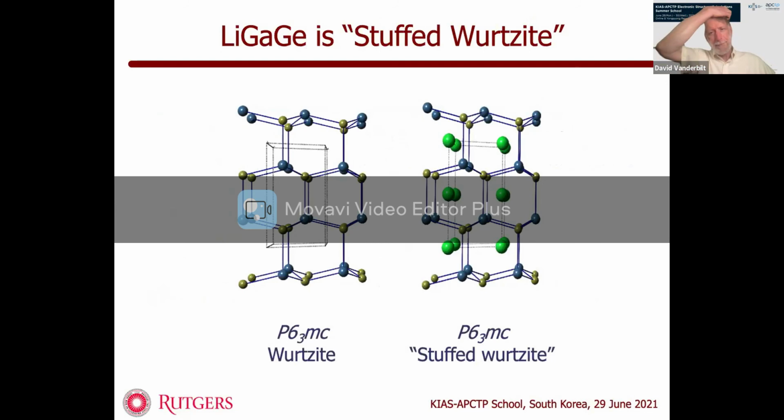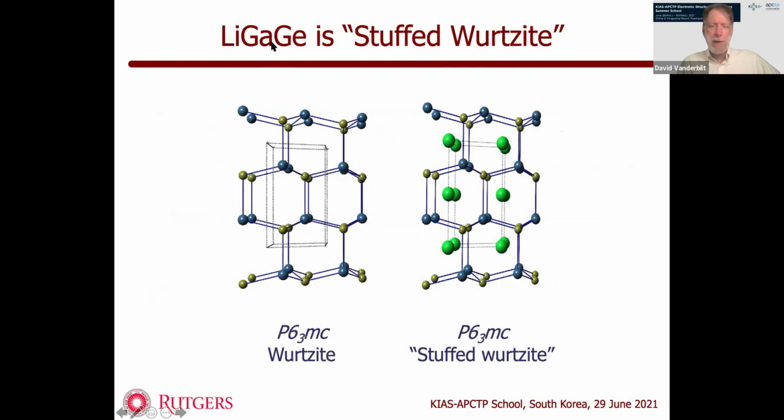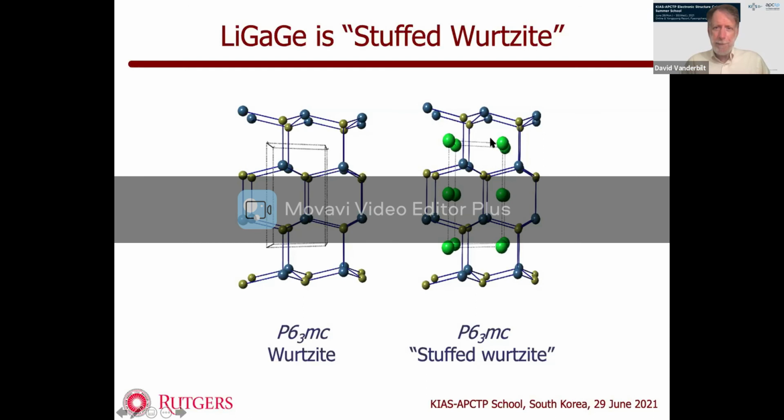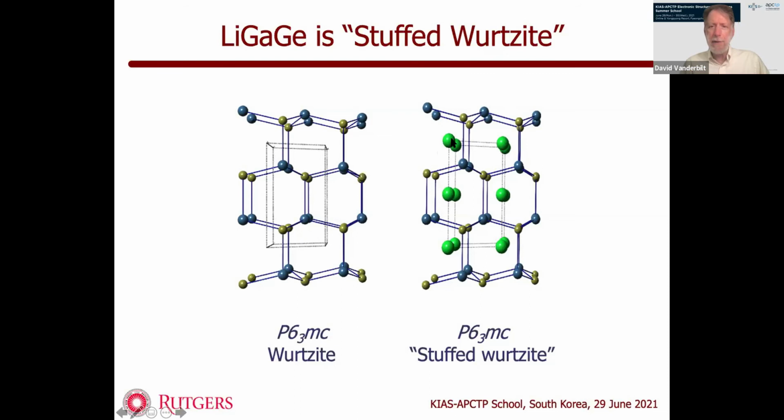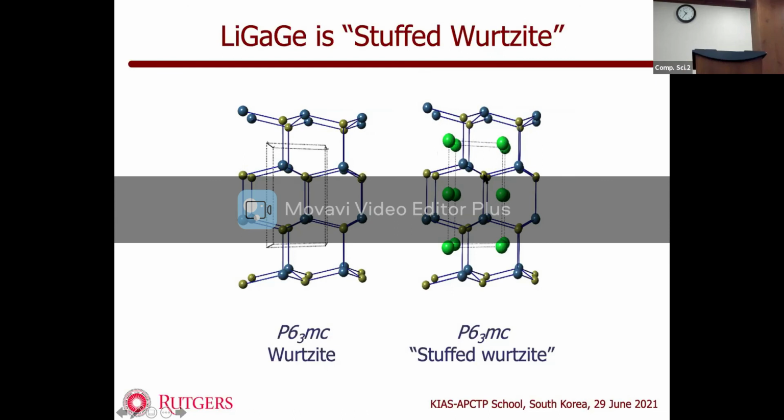However, there's a large number of materials in this class or a related class of structures where these are not covalently bonded materials. They're more intermetallics, some of which are metallic and some of which are insulating. Most of the materials that I'll be talking about are in what's called a stuffed wurtzite structure. The green atoms are something like lithium, usually a first row cation, could be a second row cation, and the other atoms make up the wurtzite-like structure. So it's an ABC chemical formula.